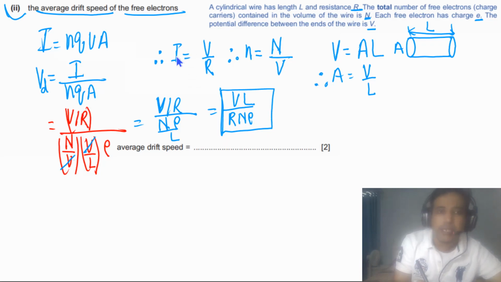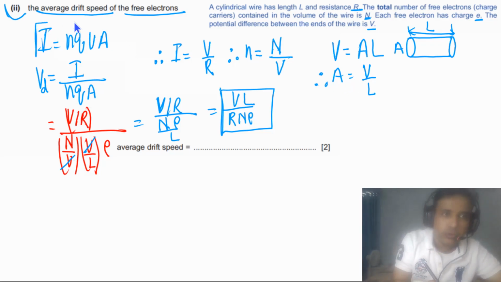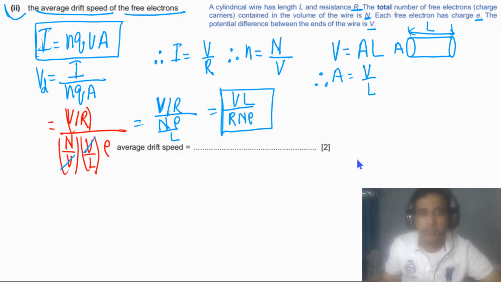Simply you need to understand I is equal to which quantities, n is equal to what, and A is equal to what, and then simply put in the transport equation, and you can find out the value of drift speed. And this question has 2 marks. If you have got the right answer, you will get 2 marks.